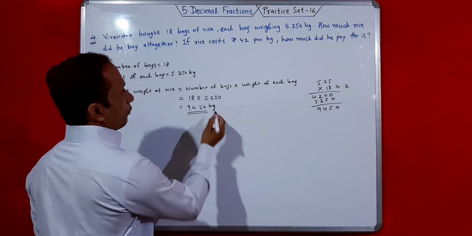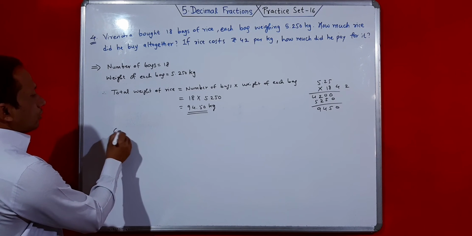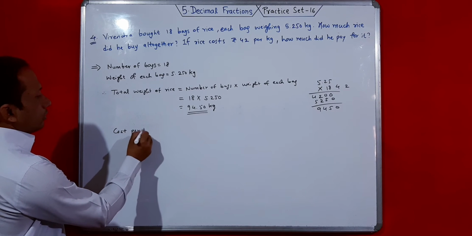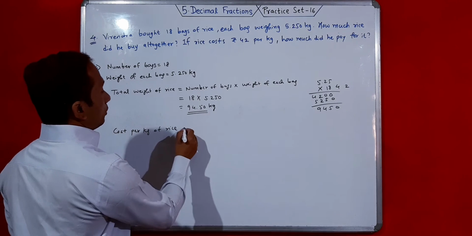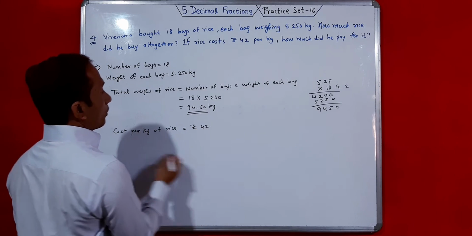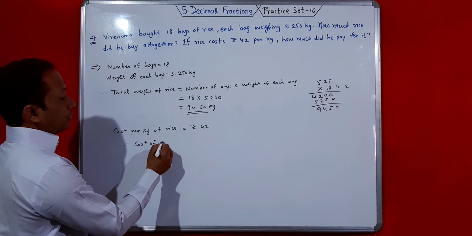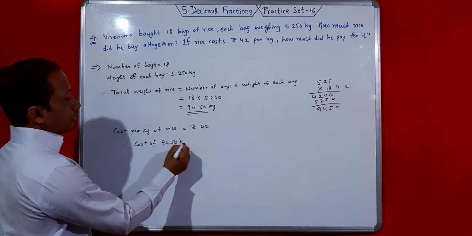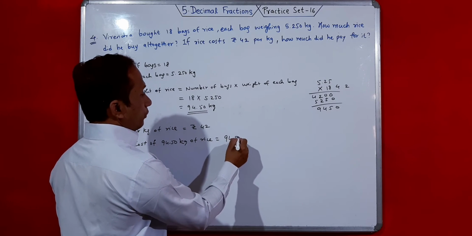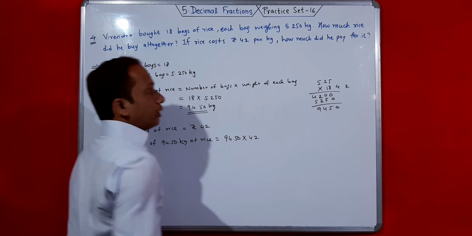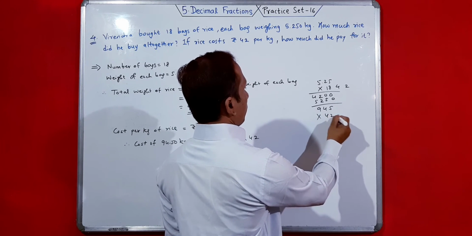94.50 kg. So the cost per kg of rice is equal to rupees 42. Therefore, the cost of 94.50 kg of rice is equal to 94.50 into 42. Again I need to do a calculation. This 0 I will take later, so multiply by 42.